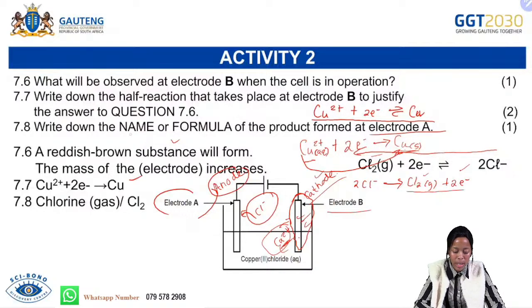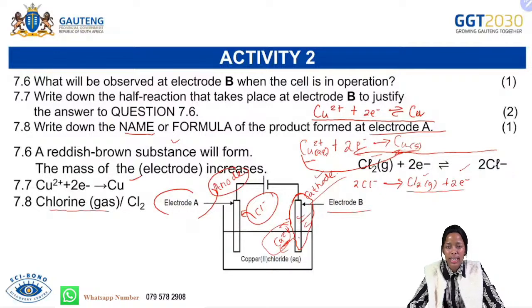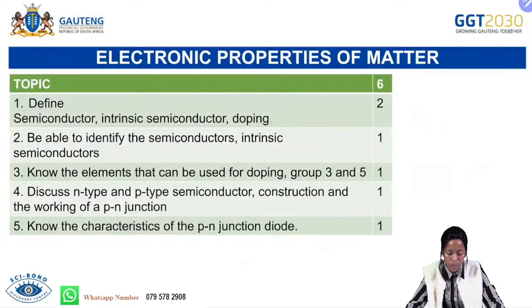But they said write down the name. So again, we need to be careful there. If they say the name, then you have an option of writing chlorine gas, or if they say the formula, you also have an option of writing what? Your Cl2 there. Okay. Next, we have electronic properties of matter.